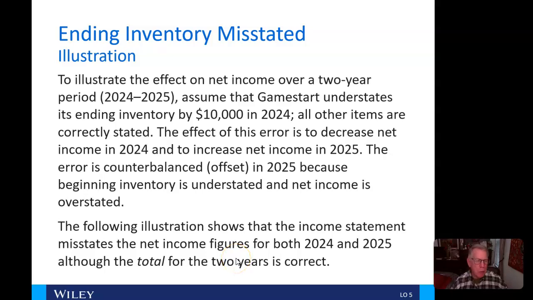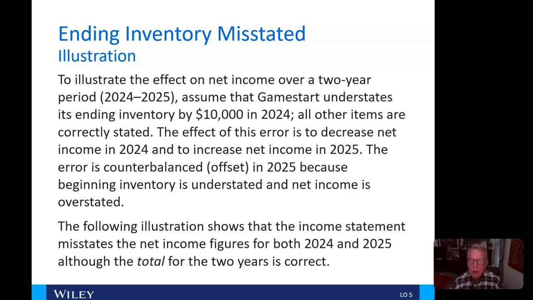Hi, everybody, and welcome to video number 6, our last video in chapter 7. And here we're going to look at an example of when ending inventory is misstated. So here, to illustrate the effect on net income over a 2-year period, GameStart understates its ending inventory by $10,000 in 2024. Everything else is correct.